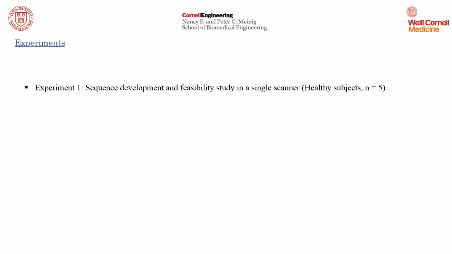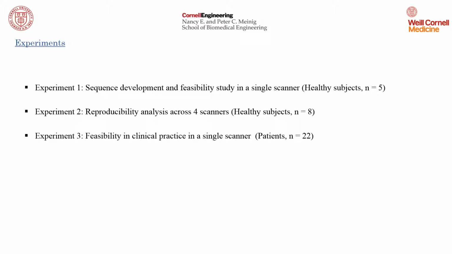We performed a total of 3 experiments in this study. The first experiment was a sequence development and feasibility study in a single scanner, which was 3T, and it was done on 5 healthy subjects. The second experiment was for reproducibility analysis. It was done across 4 scanners, 2 vendors, and 2 field strengths, and a total of 8 healthy subjects were included. And finally, in the last experiment, we performed a feasibility study in clinical practice in a single scanner, and the scans were done on 22 patients.